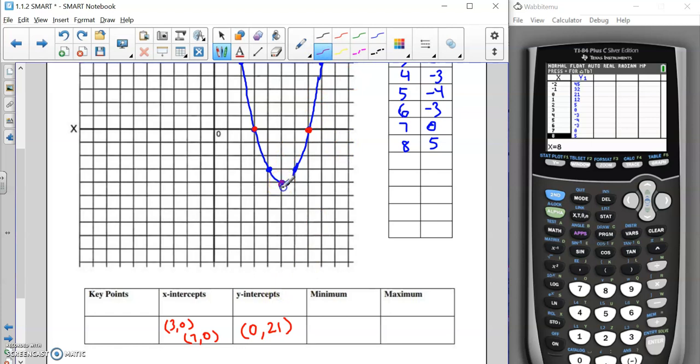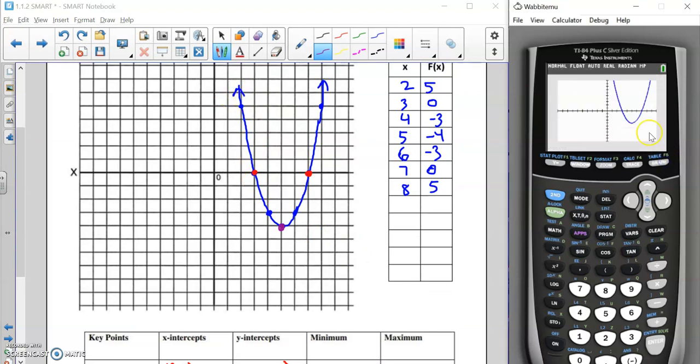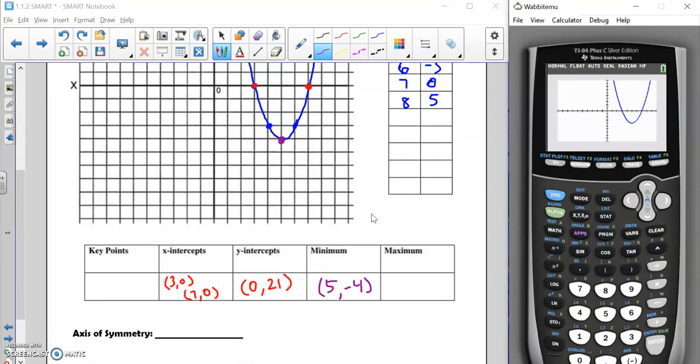All right, and then the minimum. The lowest point on our graph is this guy right over here. So that point is 5, -4. And maximum, so notice again how in our parabola we drew arrows, and even on our graph, it doesn't stop, it just goes through the screen. And that tells us that this parabola is just going to go up and up and up forever. There is no maximum here.